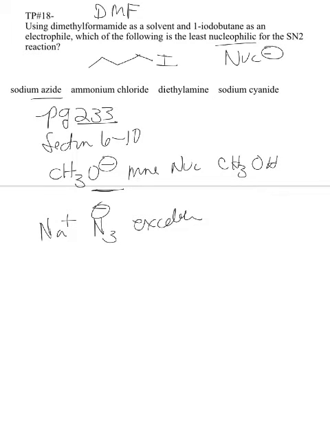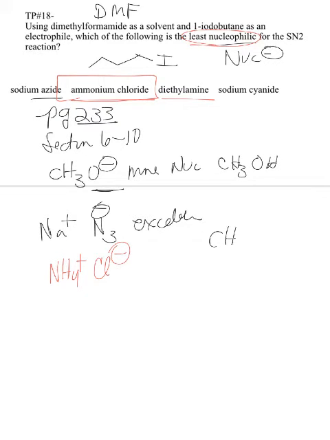Okay, we're looking for the least. Ammonium chloride. Okay, that's actually your answer. So when you study these and you see that, you'll see that chloride is just okay. Diethylamine is considered pretty strong. It's in the strong column when you look at the table. And sodium cyanide is strong. You get a carbon with a negative charge. So that's a strong nucleophile.